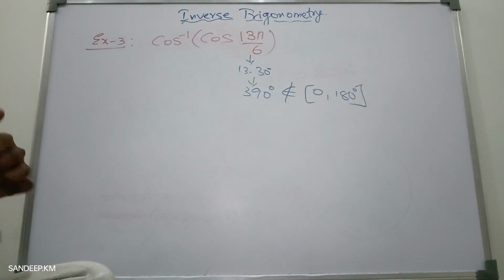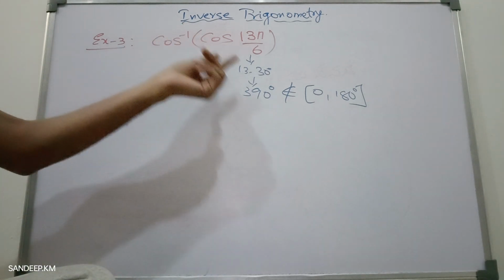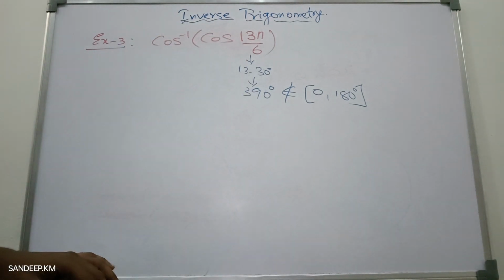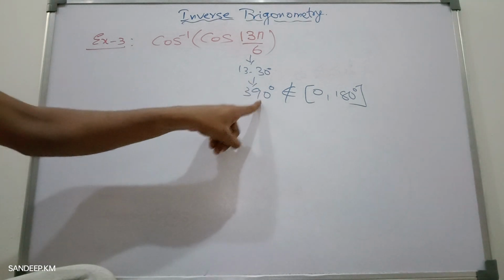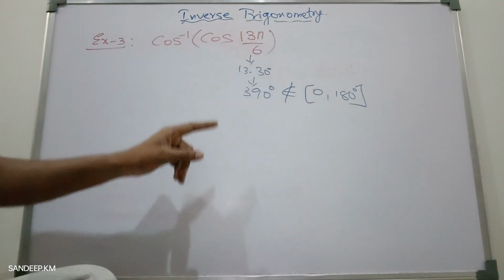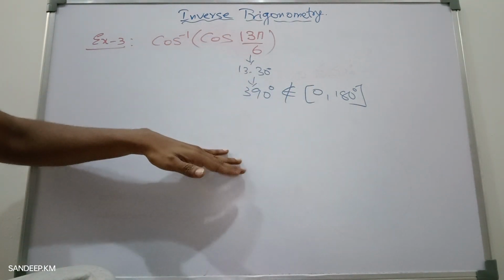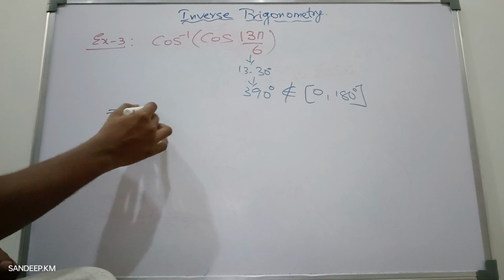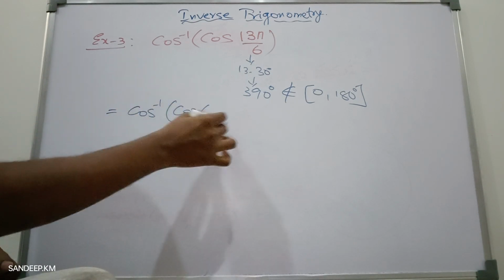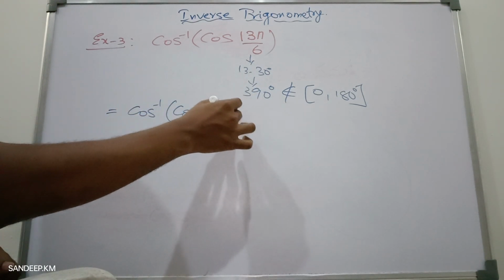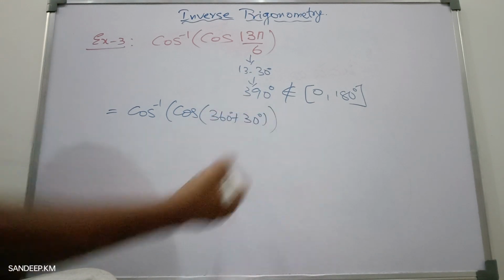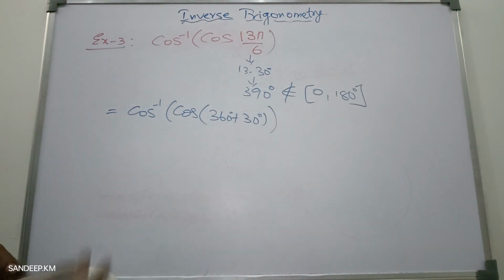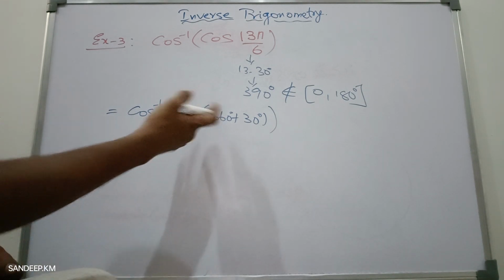So I should convert cos 390 as cos of some other angle. See, 390 is not in the restricted domain. I should convert it into an angle which is in the restricted domain of cos theta. Okay, now what will I do? Very simple. It is cos inverse of cos 390, that means 360 plus 30. You can also write it as 450 minus 60, but this is better.